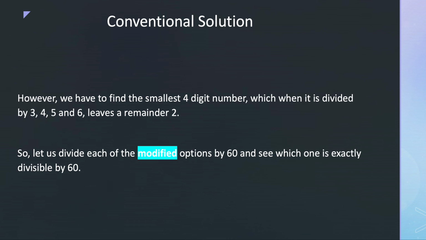However, we have to find the smallest 4-digit number, which when it is divided by these numbers leaves a remainder 2. So what we have to do is we'll have to divide each of the modified options by 60. Please note you have to divide the modified options, not the original options, because if you divide the original options, you will still be left with a remainder of 2. So you will have to divide each of the modified options by 60 and see which is exactly divisible.